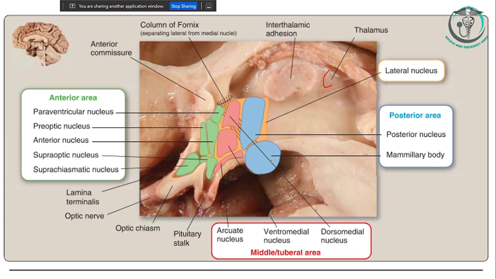What is a nuclei? Can someone help us out with the definition of what a nuclei is, based on our nerve physiology and our nervous system in anatomy? What did we say a nuclei is?